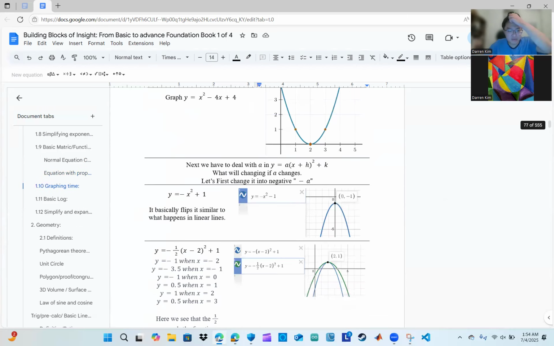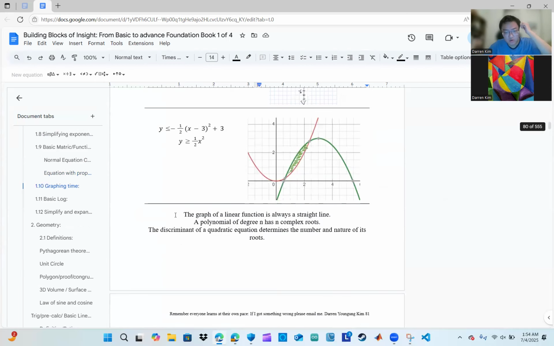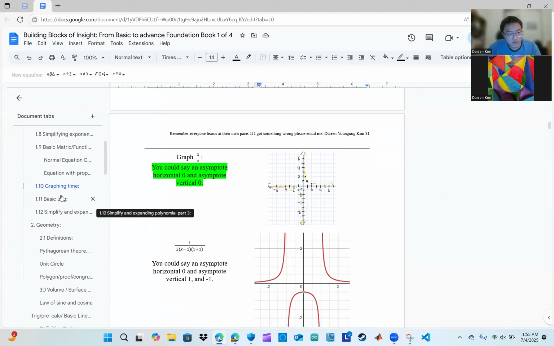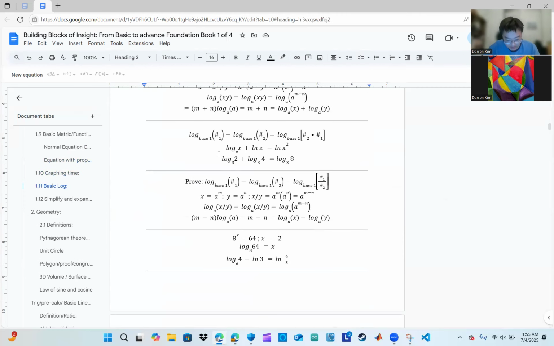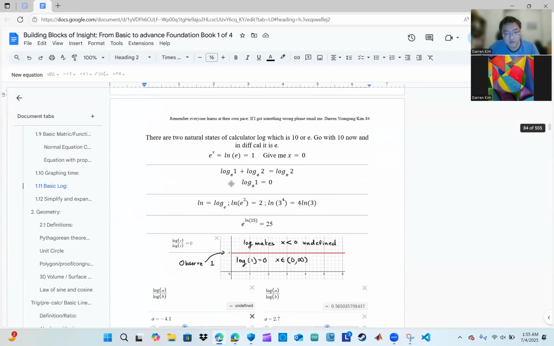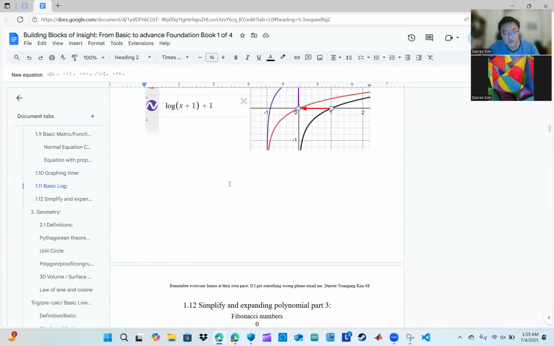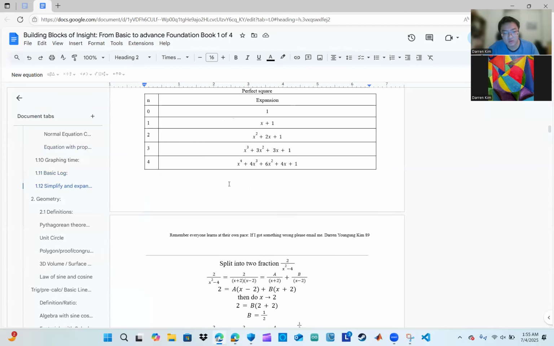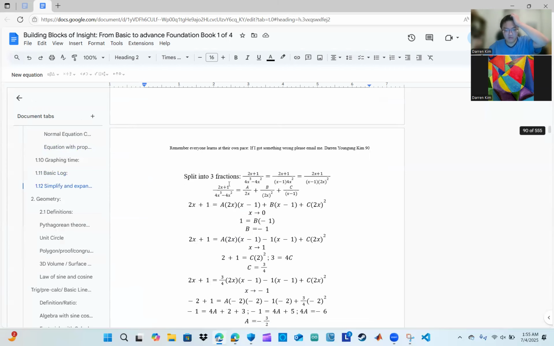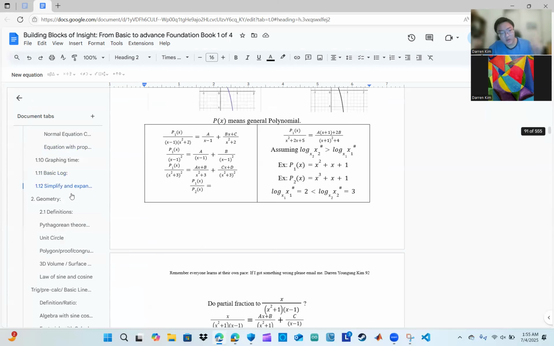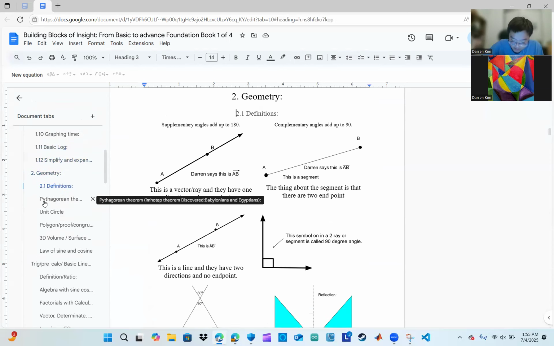Oh no, we didn't do the basic one. There's some more graphing things you can do. Okay. Anyways, then the log, same reasoning as last time, and then Fibonacci numbers with expansion, and then some fraction decomposition. I think we're good. You can read on your own time.